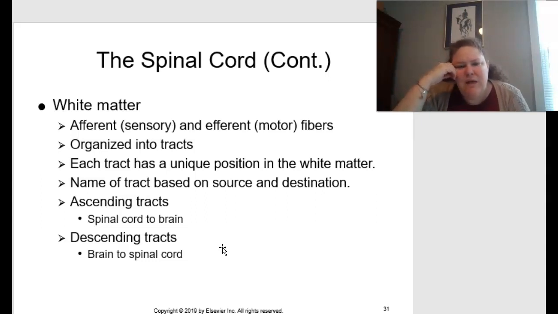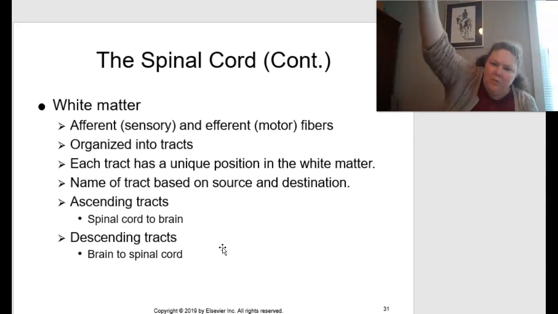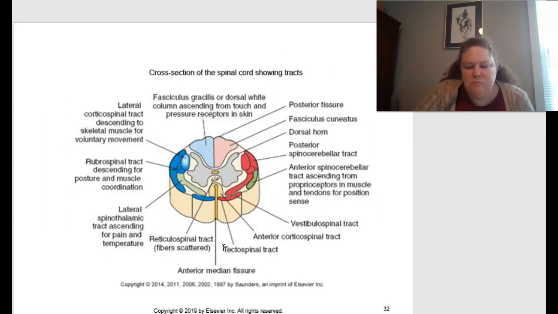And so if you have ascending tracts, this means that they're going to be going from the spinal cord to the brain, where descending is the brain to the spinal cord. So ascending is taking from the spinal cord and ascending up to the brain, where descending starts up at the brain and descends down to the spinal cord. So here is a cross section of the spinal cord that can show those tracts, okay?